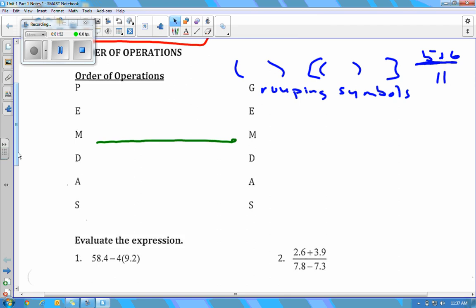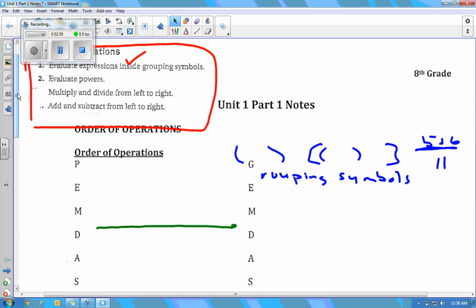But then the rest is still the same. So E is exponents, M is multiplication, D is division, A is addition, and S is subtraction. Now, this is a good reminder, but what I don't like about this, and what I like a little bit better about what the textbook had, is that multiplication does not come before division. They're on the same level. Addition does not come before subtraction. They're on the same level. Okay? So that's why we say that we're going to do them from left to right.